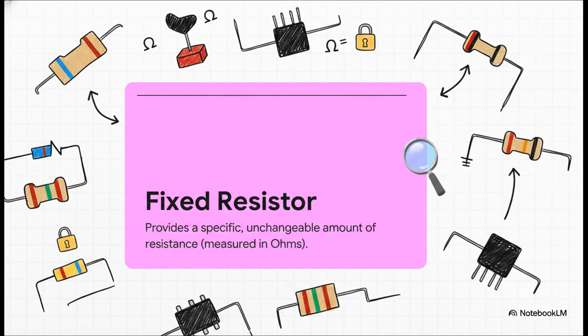First, the simplest one, the fixed resistor. And the name pretty much says it all, right? It provides one specific, unchanging amount of resistance. That's measured in ohms, by the way. You pick the value you need for your circuit, and it just does that one job, reliably, every single time.